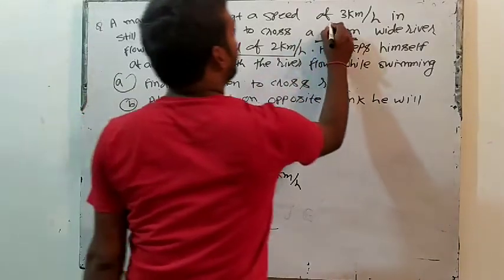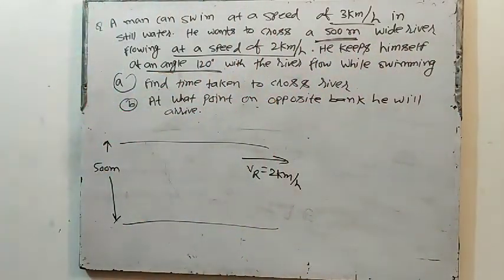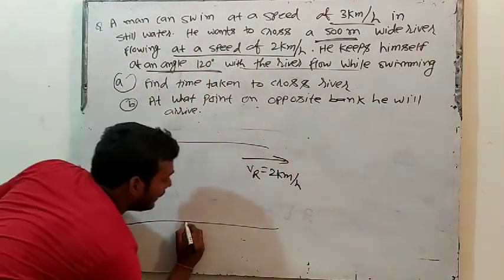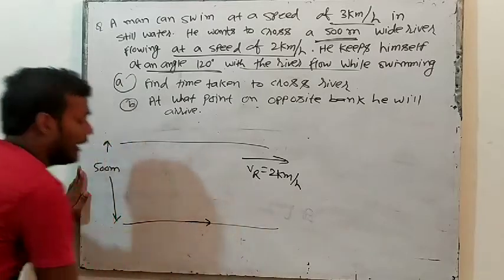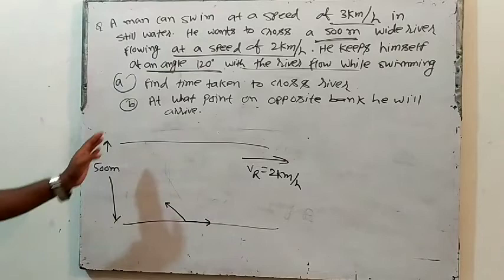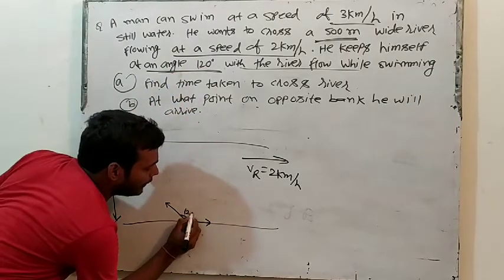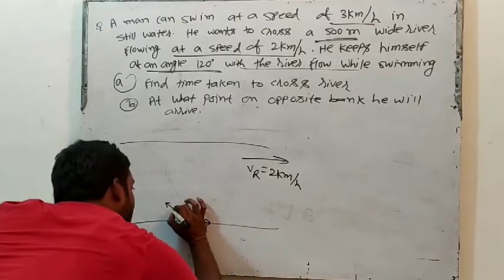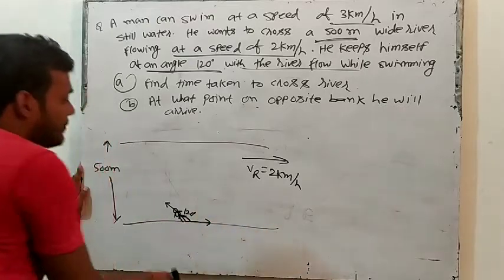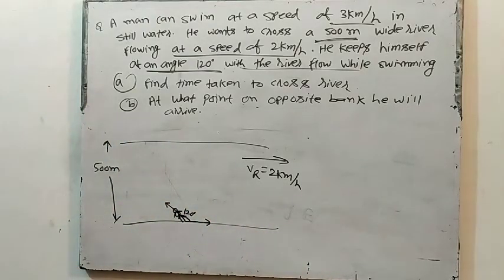And a man can swim at a speed of 3 km per hour at an angle. How much is the angle given? 120 with the river flow. So the river is flowing in this direction, and with the river flow, this man is making an angle of 120 degrees. So this man is going in this direction. Clear? This angle is how much?